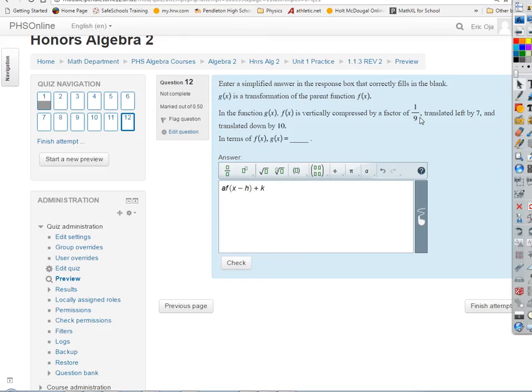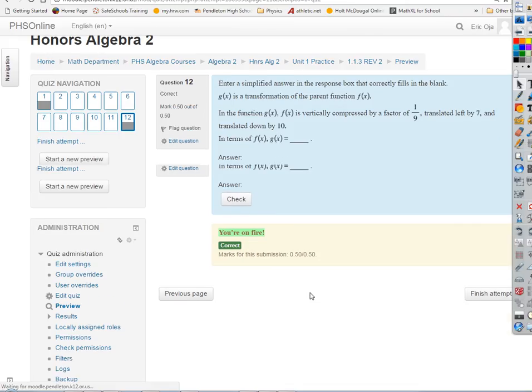So vertically compressed by 1/9, that means my a is going to be replaced by a 1/9. If I'm moving to the left, that's the negative x direction. So I'm moving to the left by 7. That means h is -7. So x minus -7 is the same as saying x plus 7. And then I'm going down by 10, which means k would have to be -10. Whoops, -10. There it is.